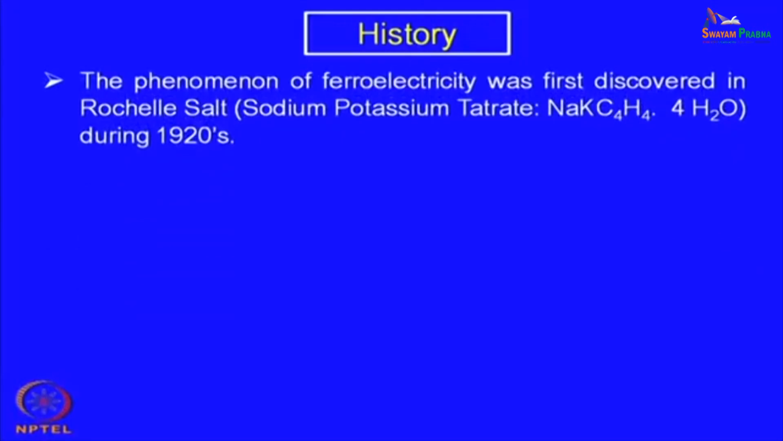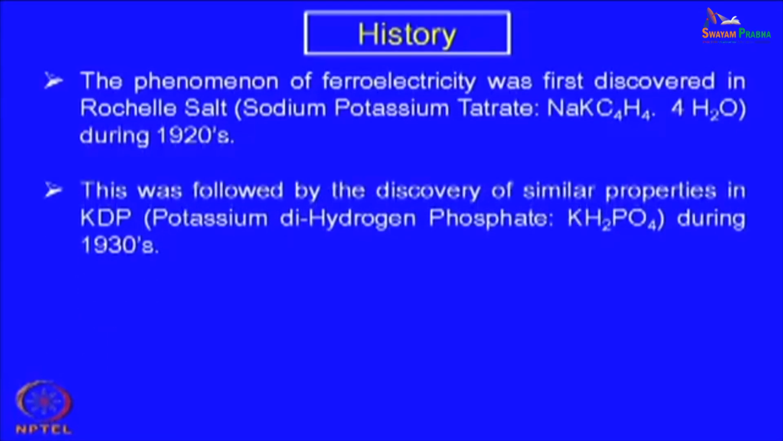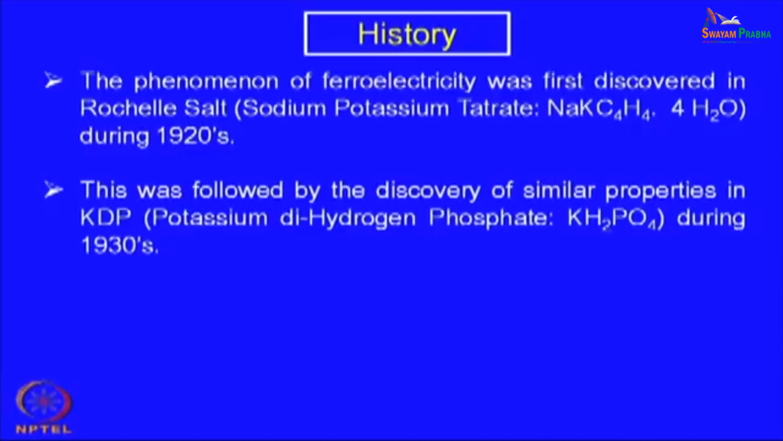If you go to the history of this, it was not the perovskite family of compounds which were discovered first, but it was discovered in around 1920s in a soluble salt called Rochelle salt, which is nothing but sodium potassium tartrate. The formula is also given there. Later on, about a decade later, one more compound was also discovered having similar properties, that is in short called KDP, the potassium dihydrogen phosphate. It is also a soluble salt.